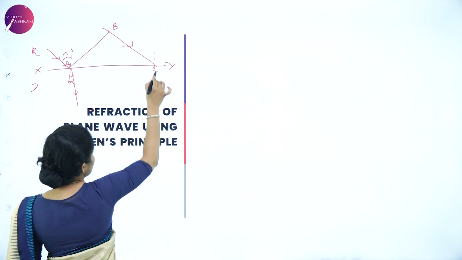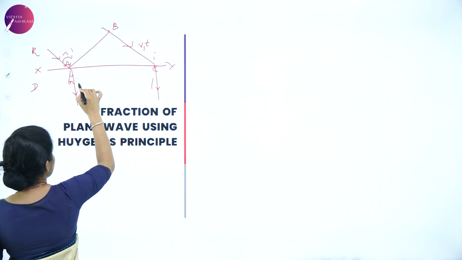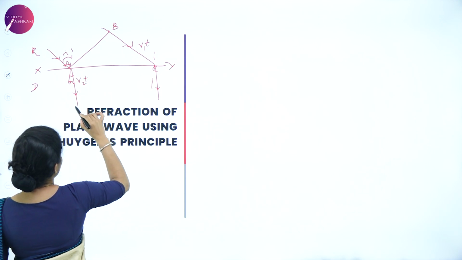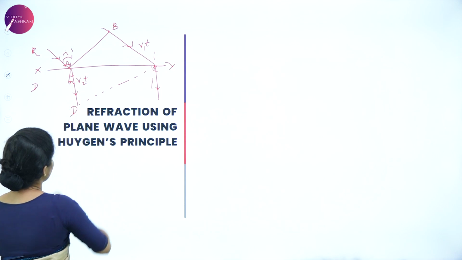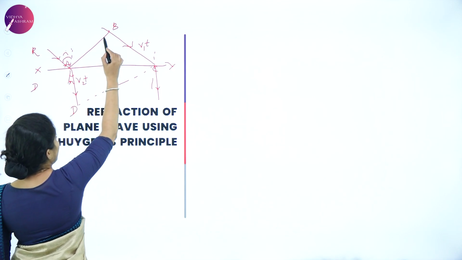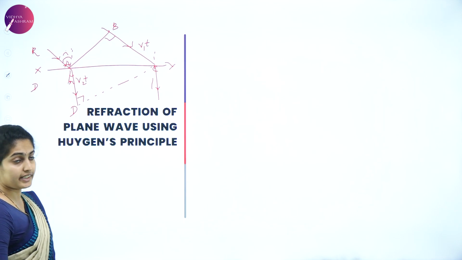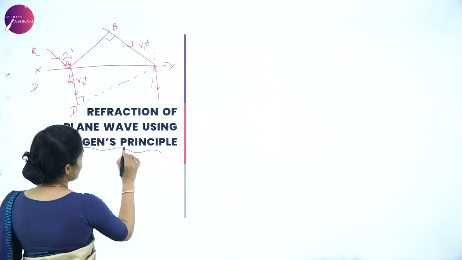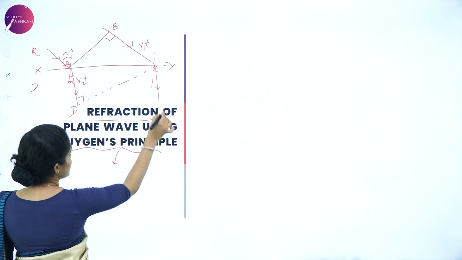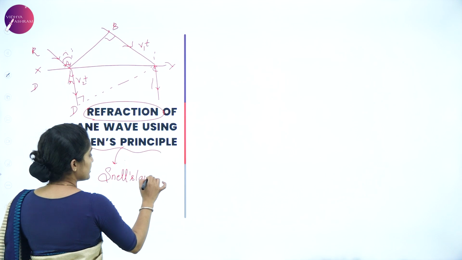Again, it bends towards the normal. So the distance is V1 t, and the velocity here gives V2 t, wherein we join this with C, and we can name this D. There is an angle made with respect to this, and both are at 90 degrees to each other. From refraction of a plane wave using Huygens principle, we will arrive at the refraction laws, and that refraction law turns out to be Snell's law.